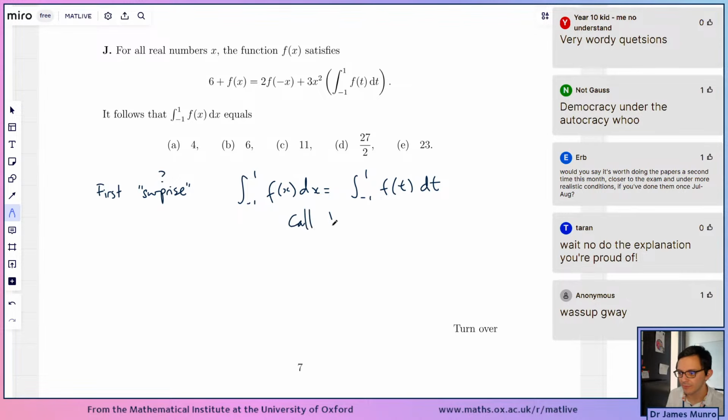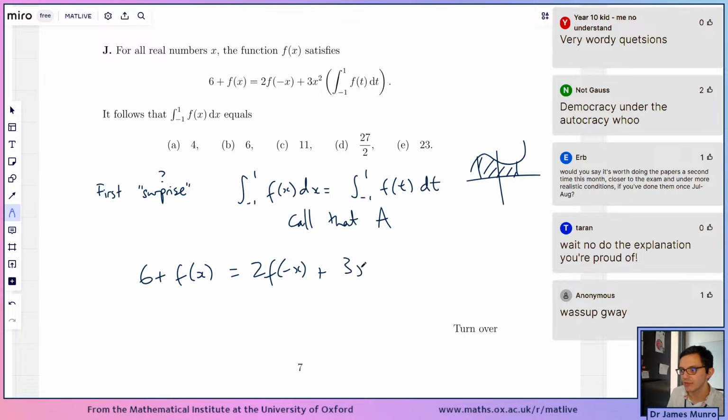I call that A, for like the area, right? Both of them represent, if this is f, the area underneath. I don't know what f is yet, but both of these mean the same thing, the area underneath. So I'm going to call it A for area. And now I've got this expression: 6 plus f of x is equal to 2f of minus x plus 3x squared A, which is the number.